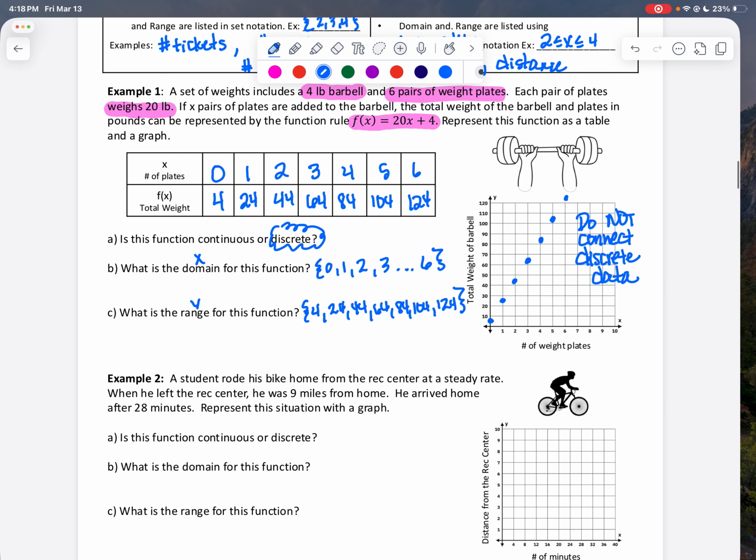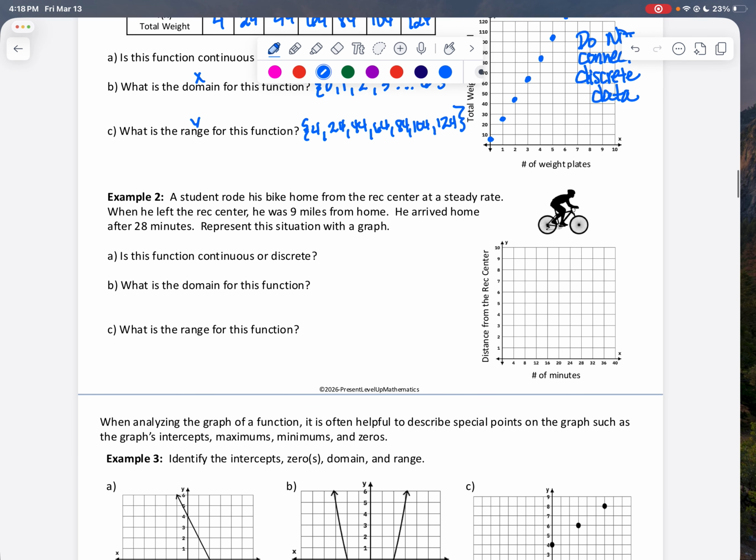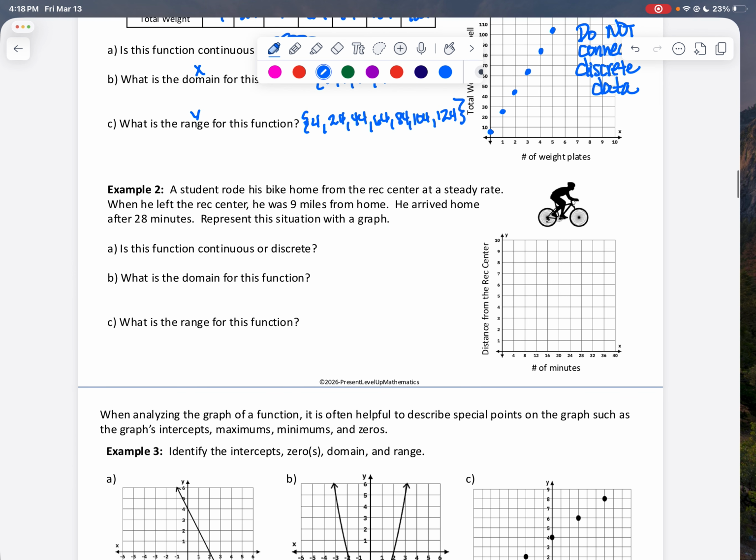All right, example 2. A student rode his bike home from the rec center at a steady rate. When he left the rec center, he was 9 miles from home. He arrived home after 28 minutes. Represent this situation with a graph.